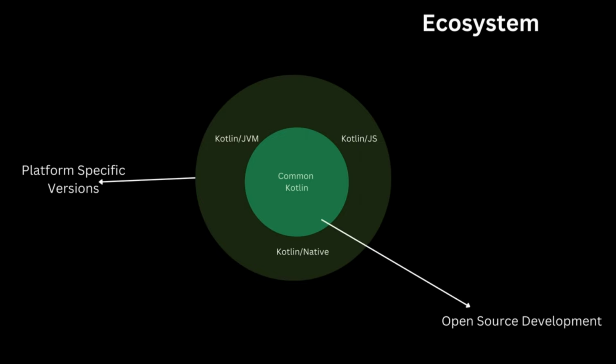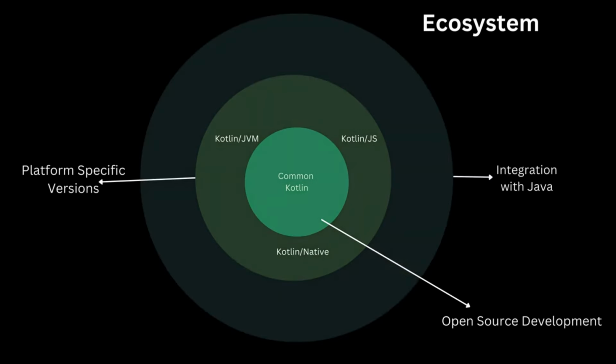We also have open source development. Kotlin is developed in such a way that it is an open source project, meaning that its source code is freely available for anyone to view, modify, and contribute to. The project repository can be found on GitHub. I will leave a link in the description. This open development model fosters collaboration and innovation within the Kotlin community, driving the language forward and ensuring its continued growth and development.